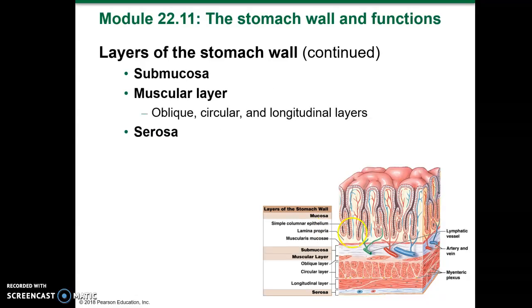Okay, then we have the submucosa, then the muscular layer. It's oblique, circular, and longitudinal layers. And then we move finally to the serosa.